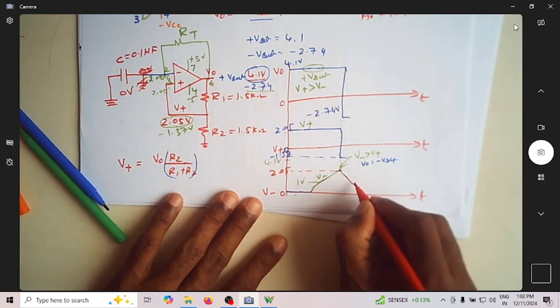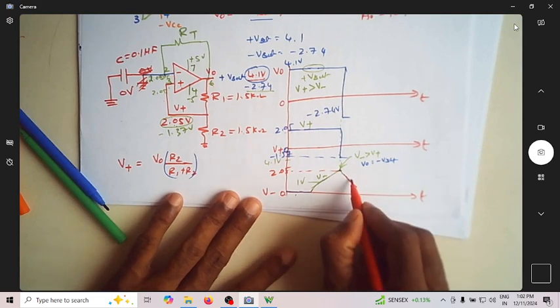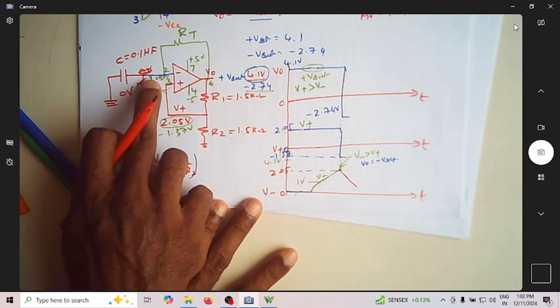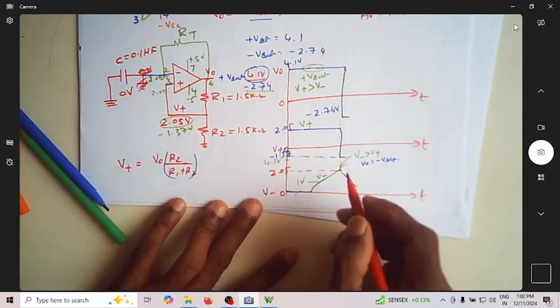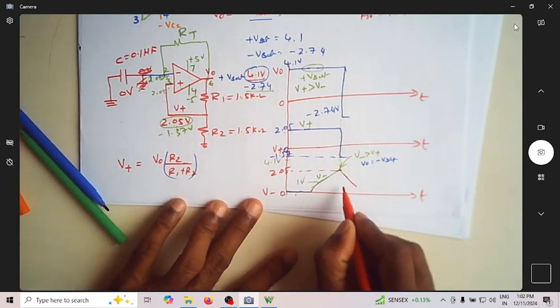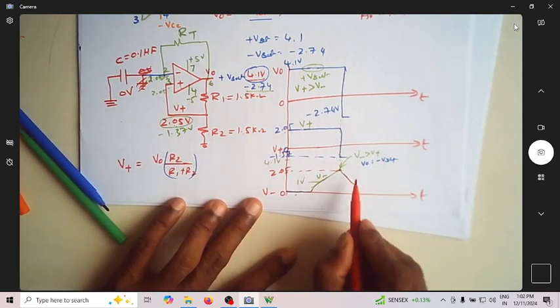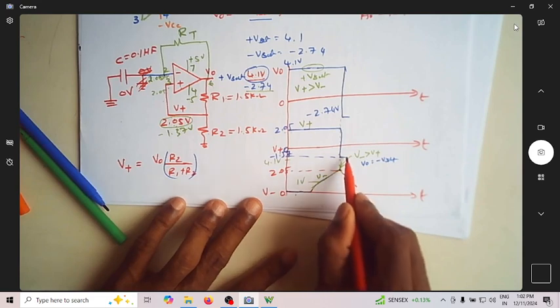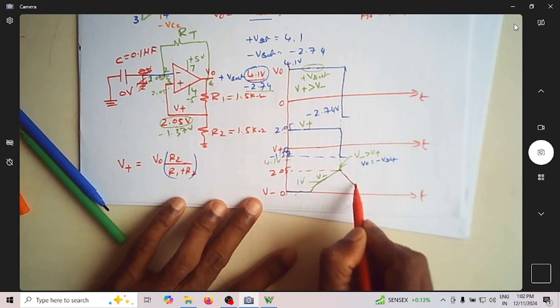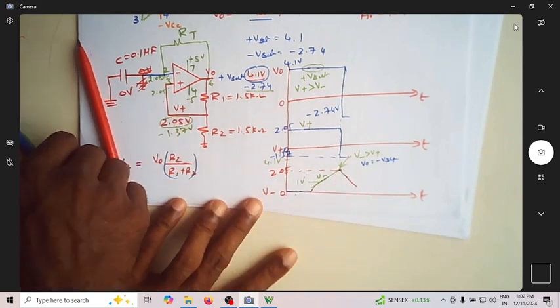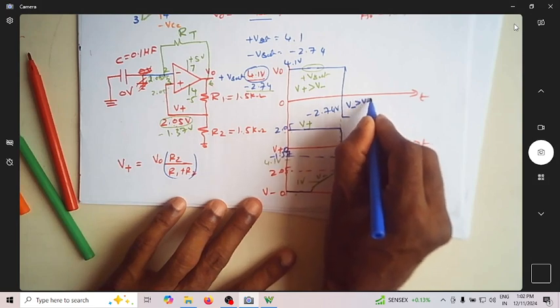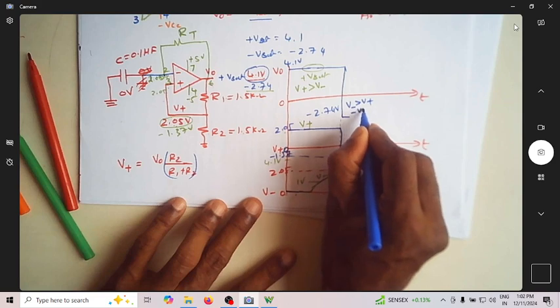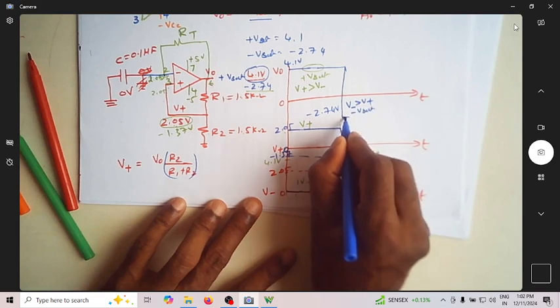During this time, this is the voltage at the inverting terminal, and this is the voltage at the non-inverting terminal. We know that this is V plus, this is V minus. So which is more now? See, this is V minus, this is V plus. So V minus is more than V plus, so the output is at minus V sat. It continues to be at minus V sat.